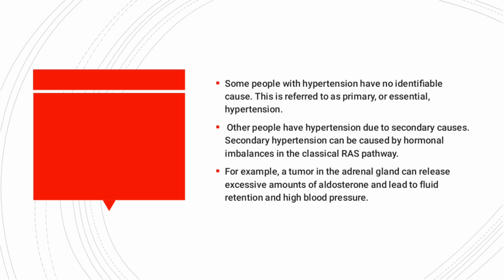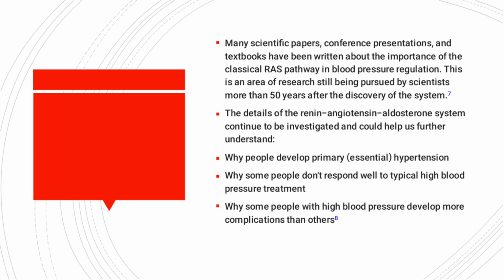Some people with hypertension have no identifiable cause. This is referred to as primary or essential hypertension. Other people have hypertension due to secondary causes. Secondary hypertension can be caused by a hormonal imbalance in the classical RAS pathway. For example, a tumor in the adrenal gland can increase the amount of aldosterone and lead to fluid retention and high blood pressure.